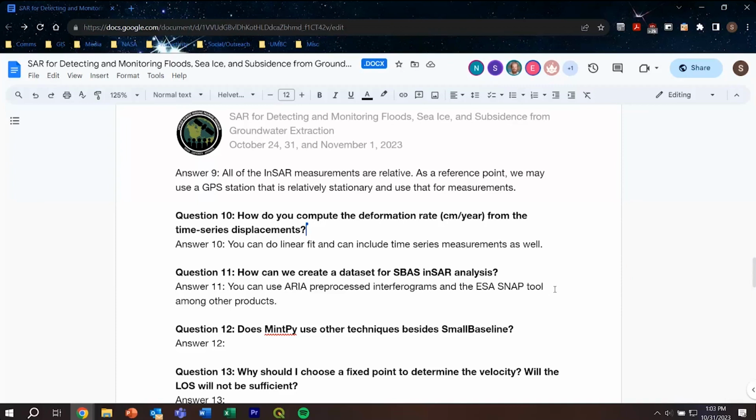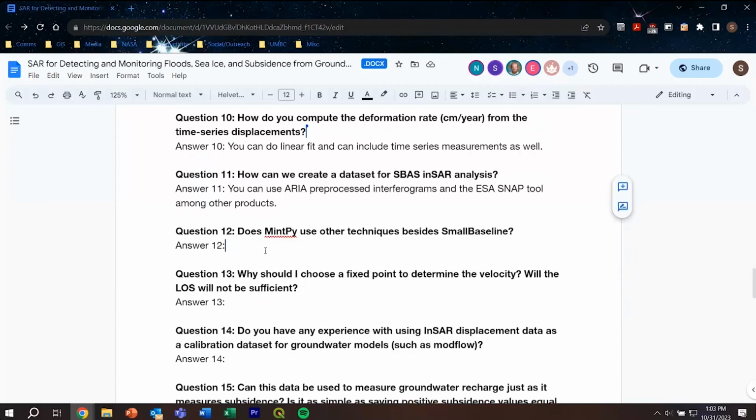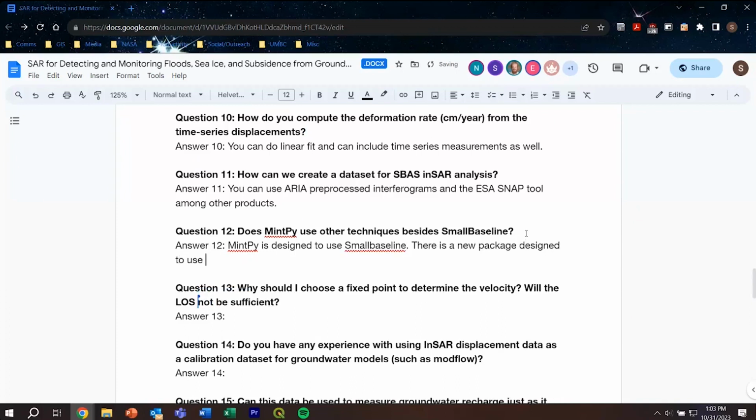Okay, question number 12. Does MintPy use other techniques besides small baseline? No, the MintPy package is designed to use the small baseline method. It doesn't do other methods. There is a new package that works with MintPy to do persistent scatterer analysis. That's also available on GitHub. It works with the same files.